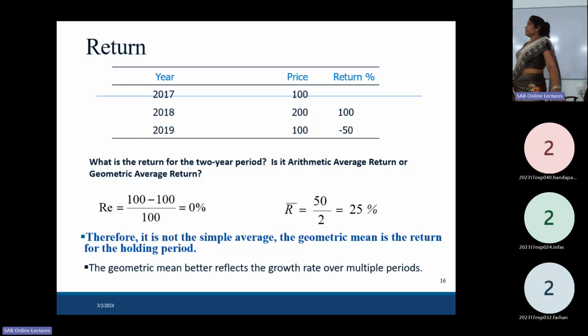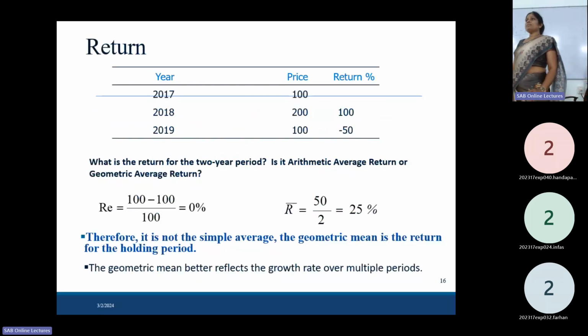In order to show that, you can see the prices at the start and end of the holding period, 2017 and 2019. Prices are the same. So there is no growth. There is no appreciation during that period. So really, your growth in the investment is 0. That is correctly reflected with the geometric mean, right? So the conclusion is, if you want to calculate the holding period return, you should go with the statistical tool geometric mean, not the normal simple average.